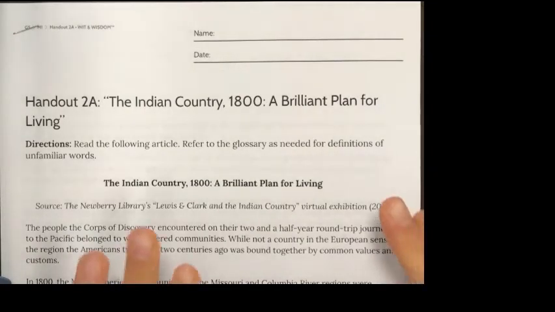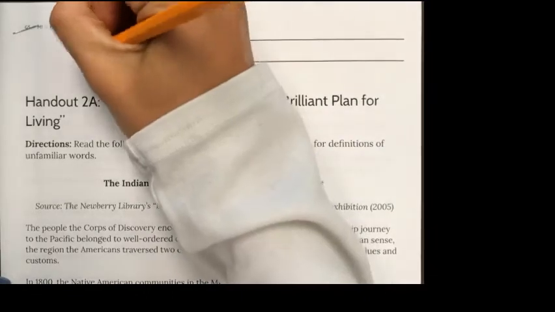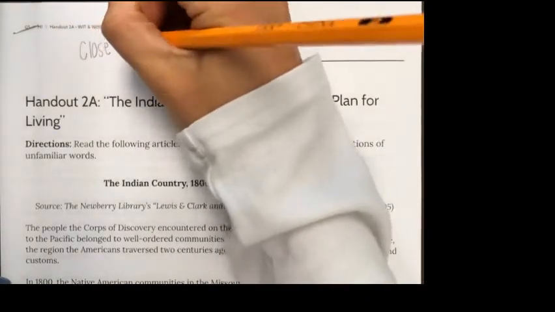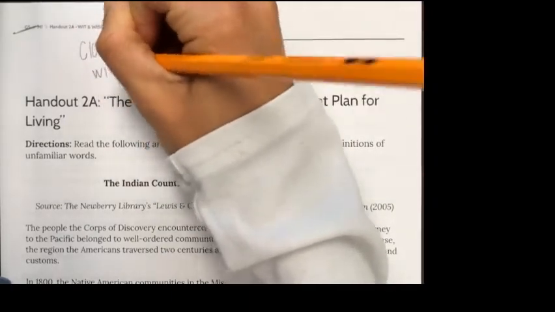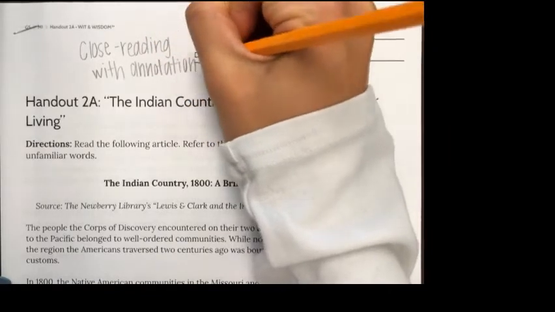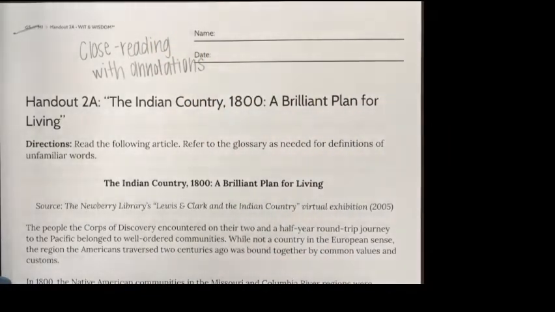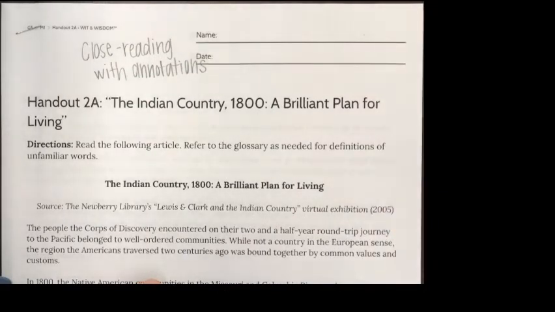All right. So in the 5th grade, we do something called close reading with annotations. We'll do this a lot throughout the year, but I just wanted to let you know kind of what it means today. And I'm going to show you what it means when we read this article.